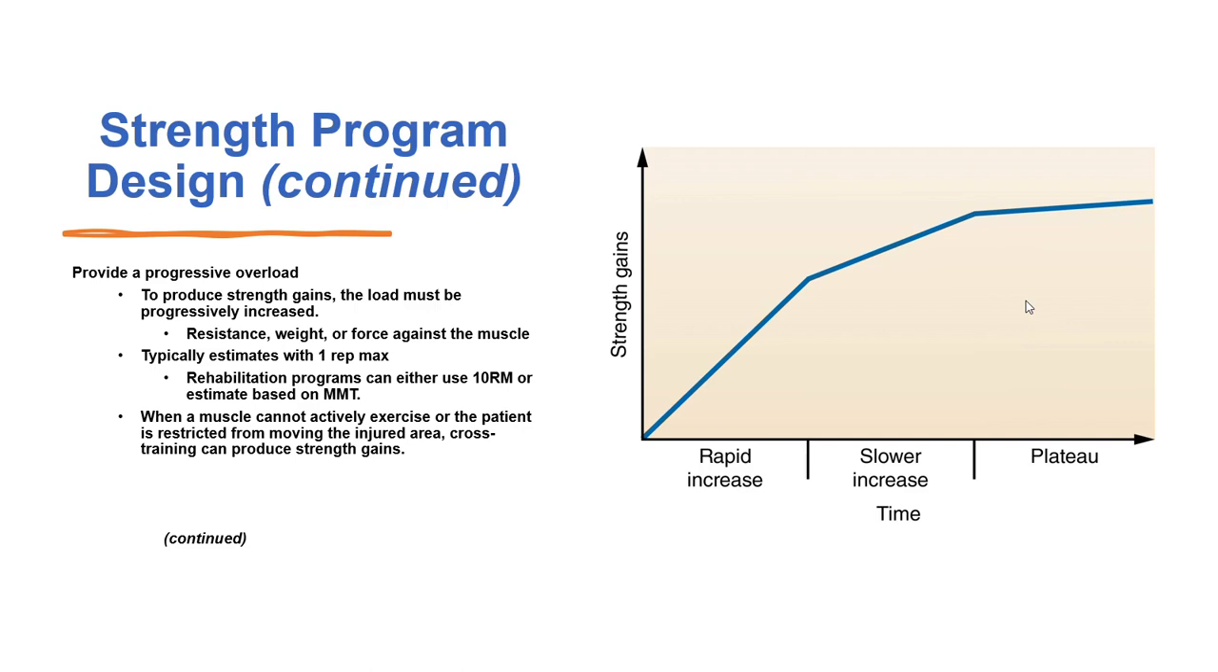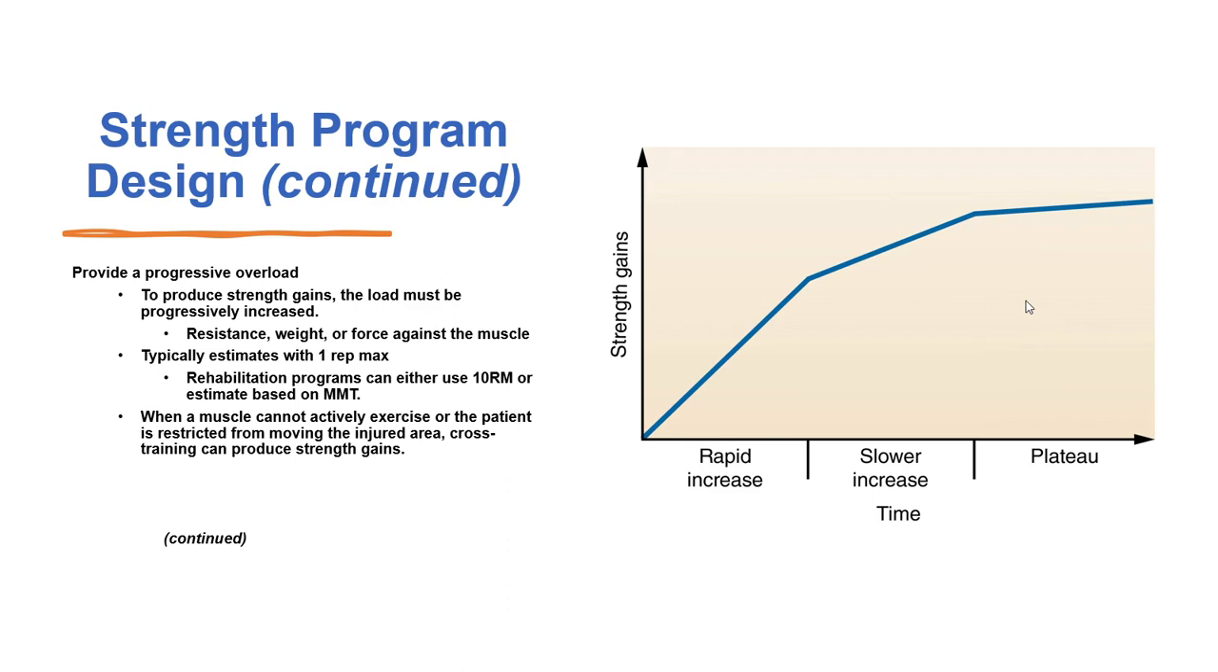Now, early and rapid strength gains are owing to improved neuromuscular recruitment and efficiency, whereas later gains are made primarily through muscle fiber hypertrophy. So the graph on the right-hand side of the screen nicely highlights how we see strength gains over time, particularly if you were not to provide that progressive overload.